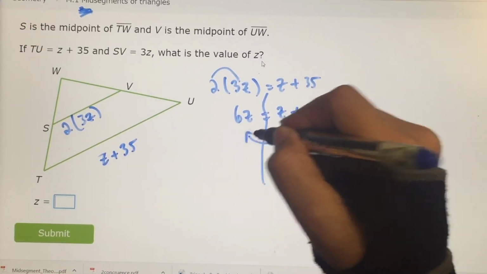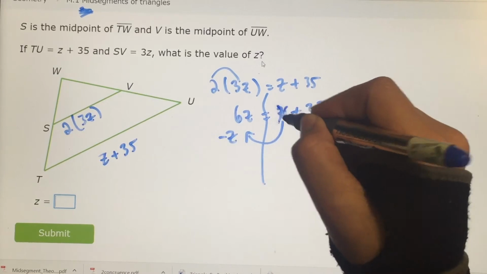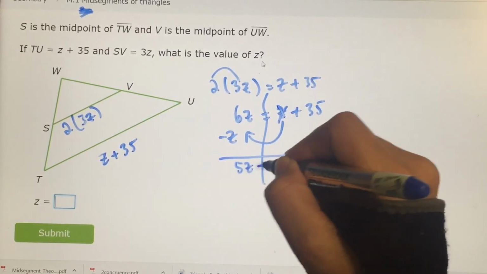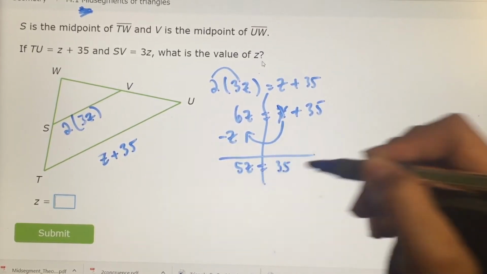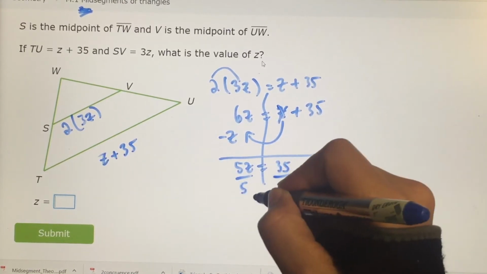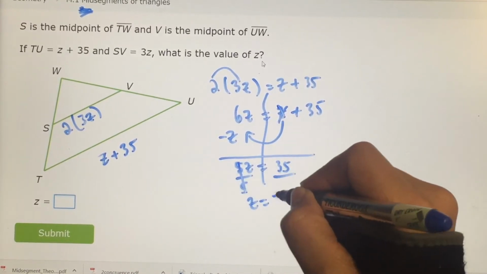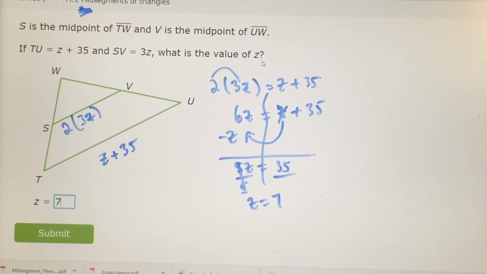Let's go ahead and move Z to the other side. So it's going to be negative Z. So 5Z equals 35. And how do I get Z by itself? Divide both sides by 5. So Z is equal to 7. And they're asking me for Z.